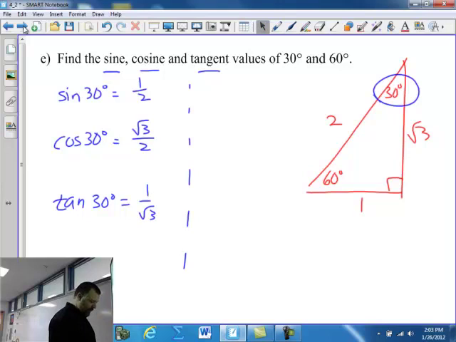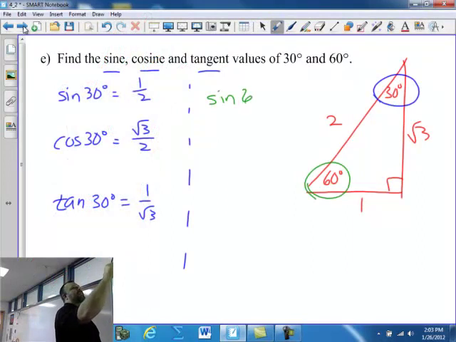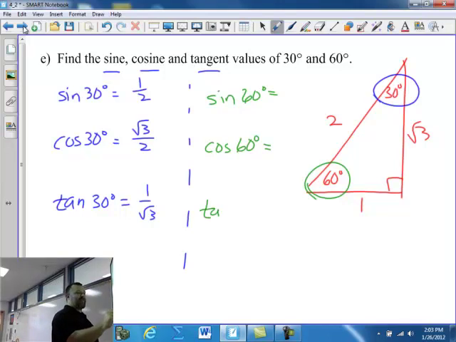How about we do the sine, cosine, and tangent of 60 degrees? Are the 30 and the 60 the same? Let's try it. Basically the hypotenuse is the same, but now the opposite and adjacent have switched. Sine of 60 is opposite over hypotenuse, which is square root of 3 over 2. What's the cosine of 60? 1 over 2, adjacent over hypotenuse. And the tangent of 60? Opposite over adjacent, square root of 3 over 1, which is just the square root of 3.